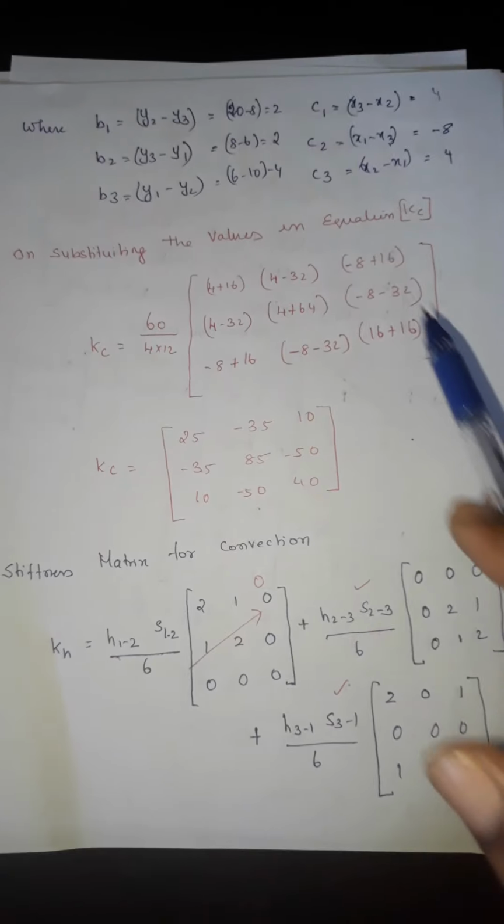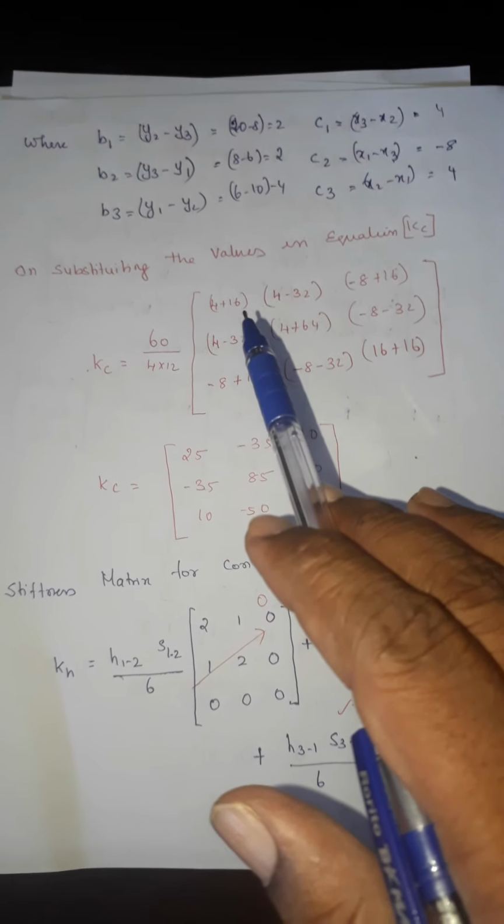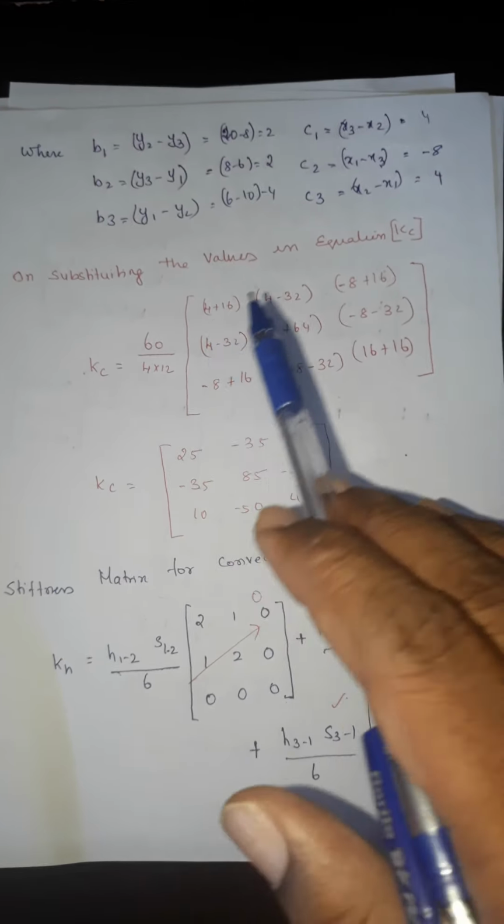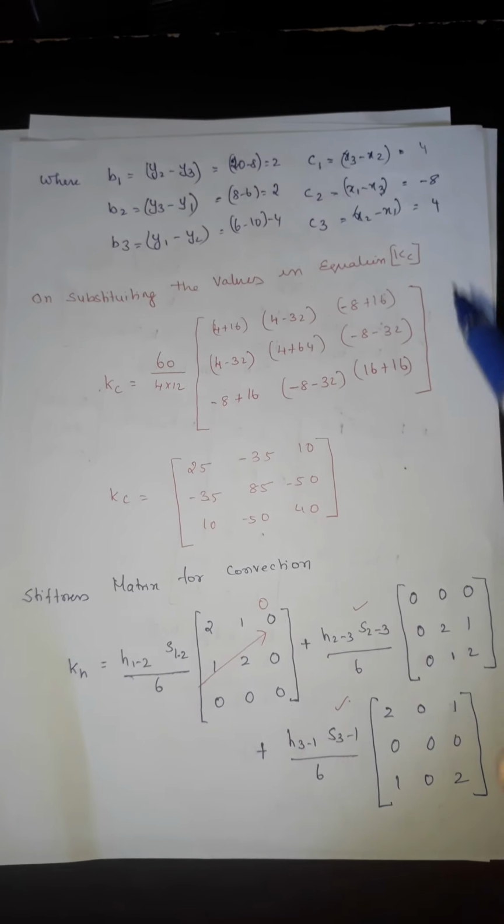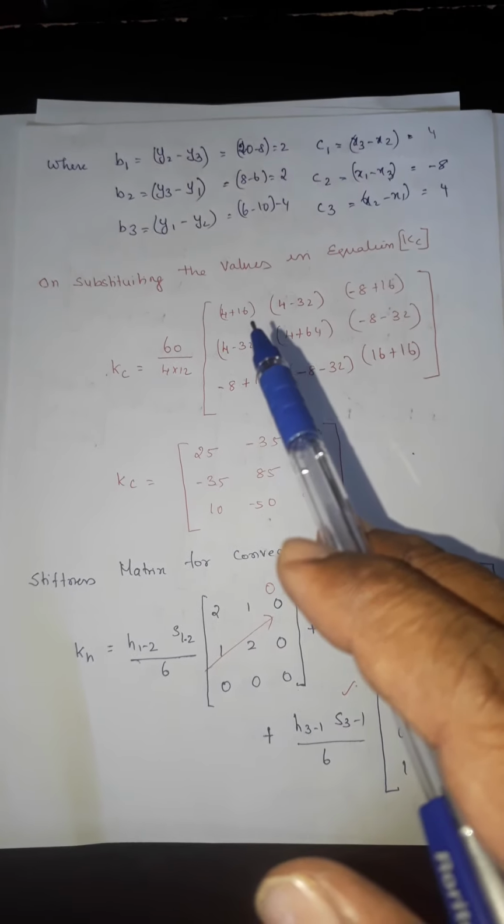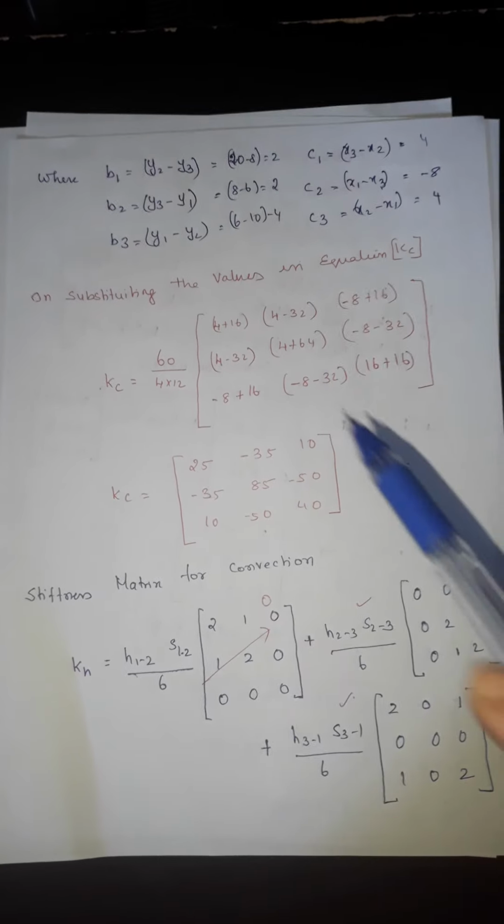These values are substituted in the conduction matrix: B1 squared plus B2 squared. B1 value is 4, B2 is 2. B1 value is what? 2, so 2 squared plus this is 4. B2 value is here 2, so 4. In that way you have to find it out. B1 squared plus C1 squared, in that way 4. We substitute these values and I got the conduction matrix.